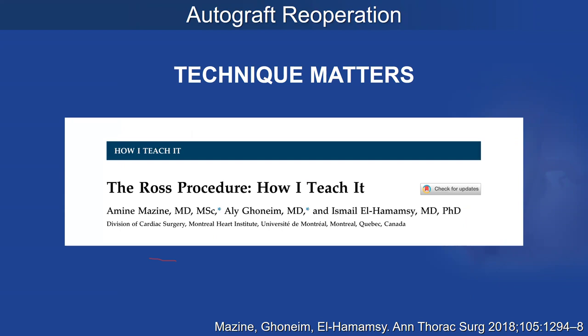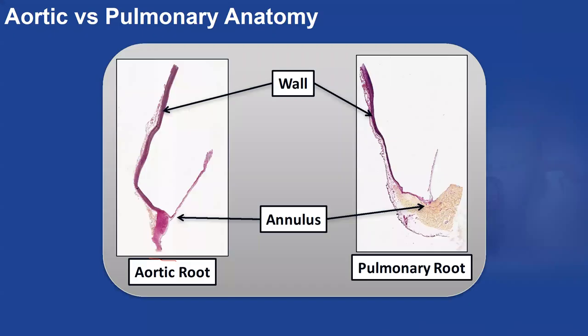And what about reoperation? Well, reoperation is obviously an important element, but reoperation is tightly linked to surgical technique. And again, I keep repeating Amin's name. He's really contributed a ton to the Ross procedure. This is a paper he wrote with Ali Ghanem, another resident who was at McGill University, and who both wrote this technique paper on the Ross procedure.